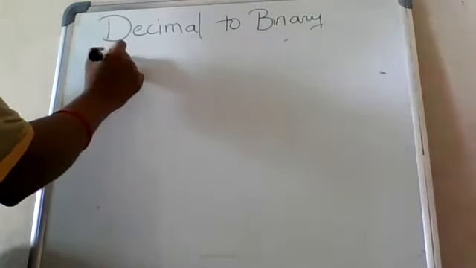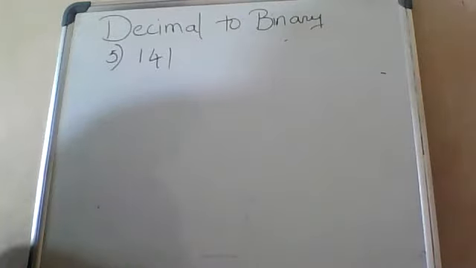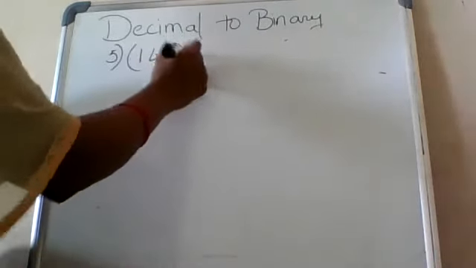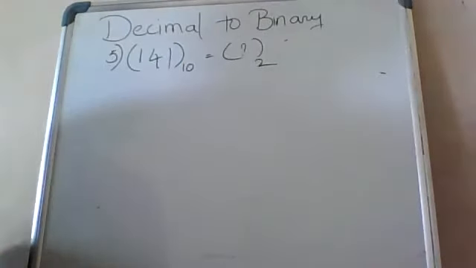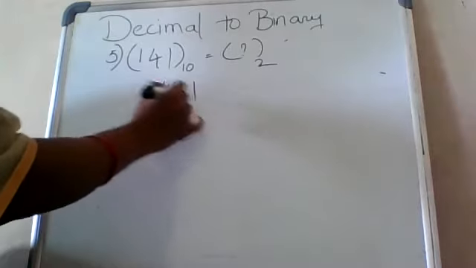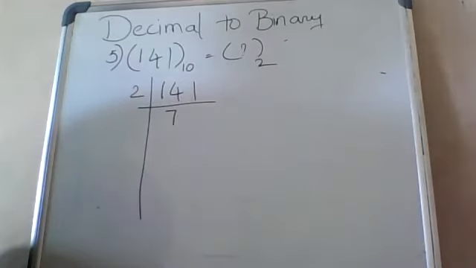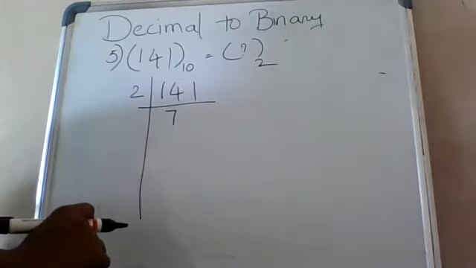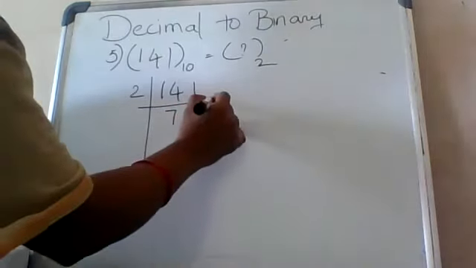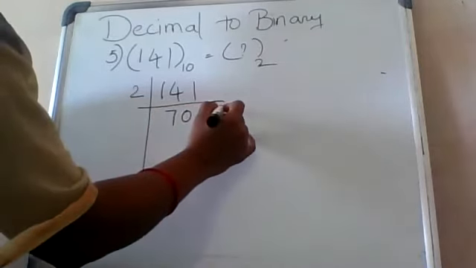Another example, 141 base 10 equal to base 2. 141 divided by 2: 2 times 70 is 140. What is the remainder? The remainder is 1.